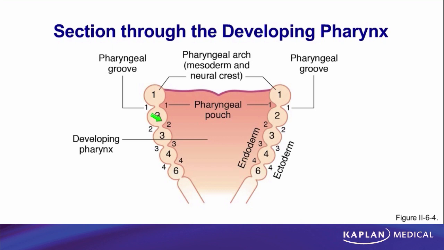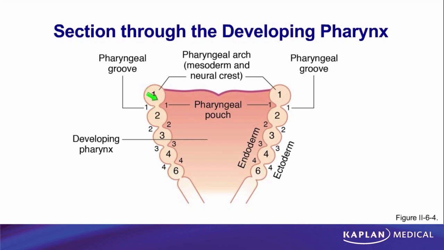We'll talk about all of them eventually, but for right now, let's just talk about the first and second arch. The nerve that grows into the first arch is the mandibular division of the trigeminal nerve. And the nerve that grows into the second arch is the facial nerve. So any muscle that forms from the mesoderm of the first arch is going to be innervated by the mandibular division of the fifth nerve, and any muscle that develops from the mesoderm of the second arch is going to be innervated by the facial nerve.